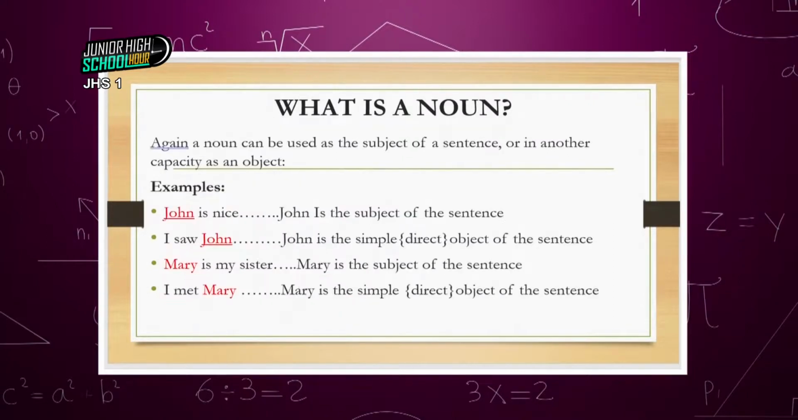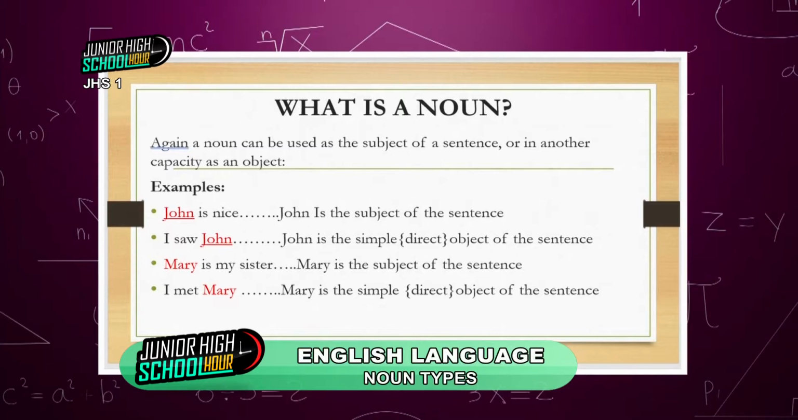Then we gave more examples on nouns being subjects or objects. John is nice. John here is a subject. I saw John. John here is an object. Mary is my sister. Mary here is a subject. And then, I met Mary. Mary is not a subject there.